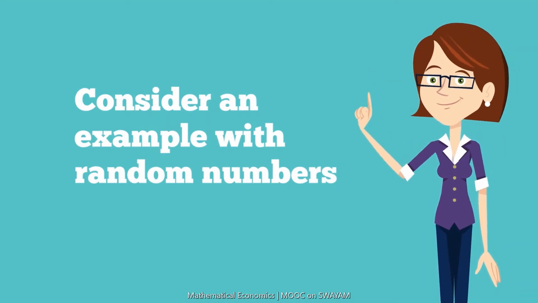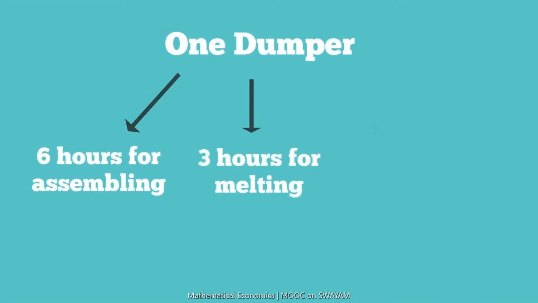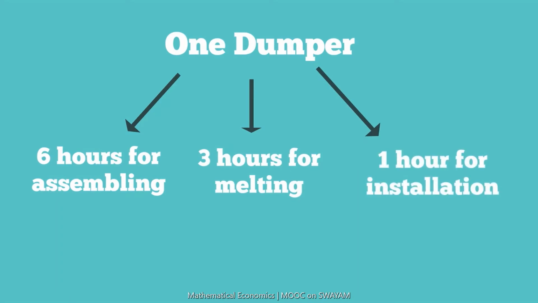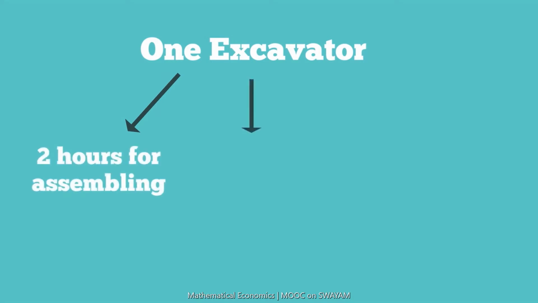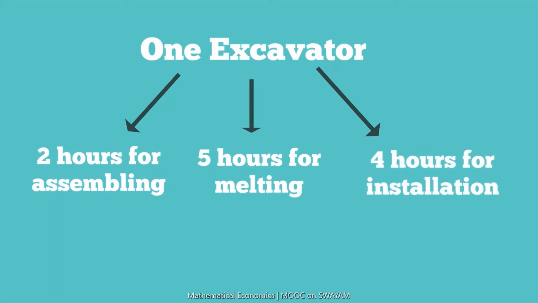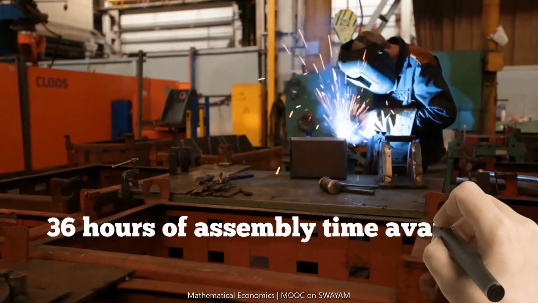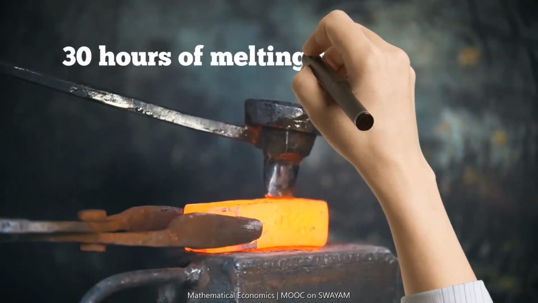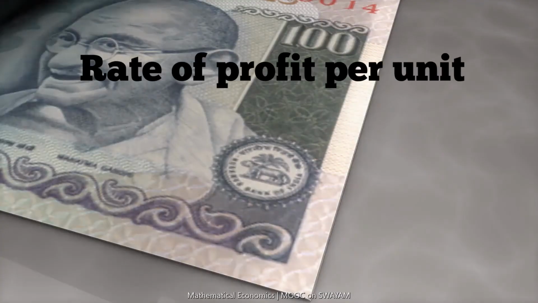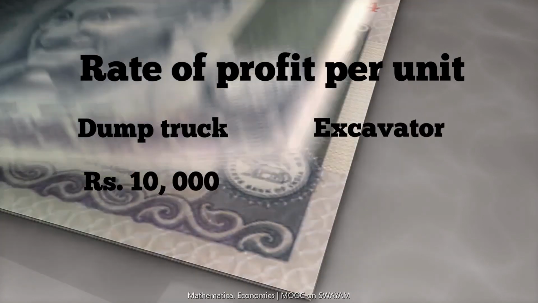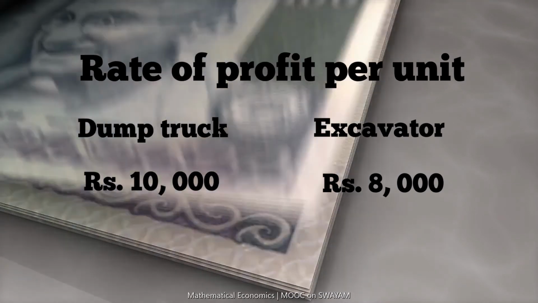Suppose the production of a dump truck takes 6 hours for assembling, 3 hours for melting, and 1 hour for installation. The production of an excavator takes 2 hours for assembling, 5 hours for melting, and 4 hours for installation. The plant has 36 hours of assembly time available, 30 hours of melting time, and 20 hours of installation time. The rates of profit per unit of dump truck and excavator are Rs 10,000 and Rs 8,000 respectively.